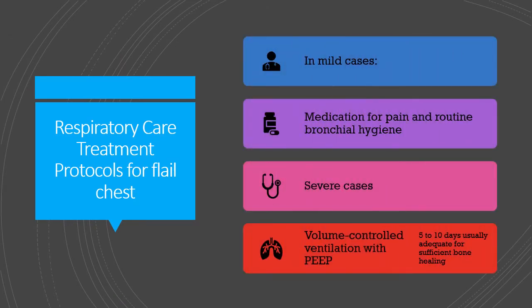So how do we treat flail chest? Well, in mild cases, we give pain medication and use routine airway clearance techniques, and that's all that's really needed. However, in more severe cases, we may have to use a ventilator. The patient may need to be sedated and ventilated, and they may need to be on the ventilator with sedation for 5 to 10 days, giving the time for sufficient bone healing.